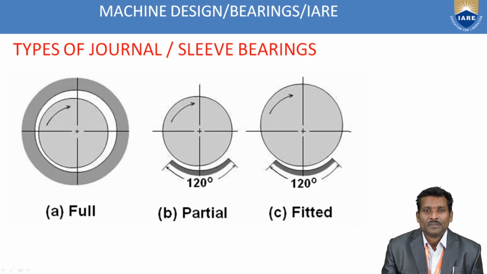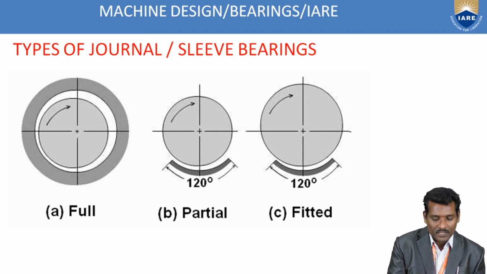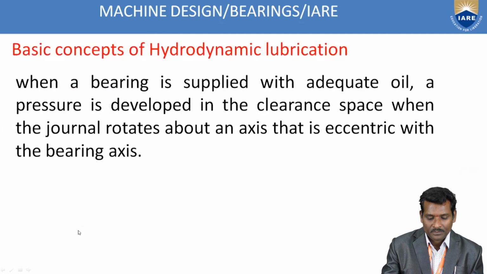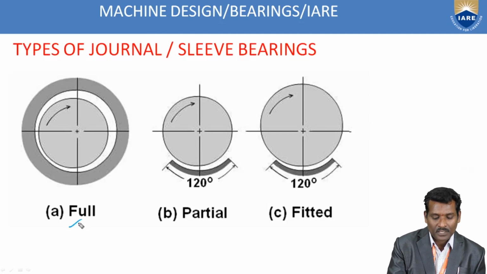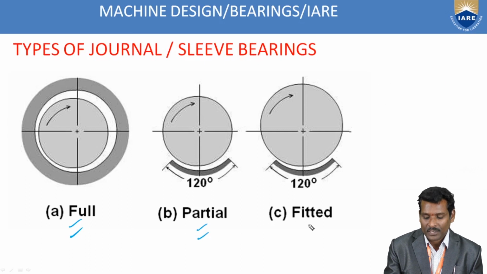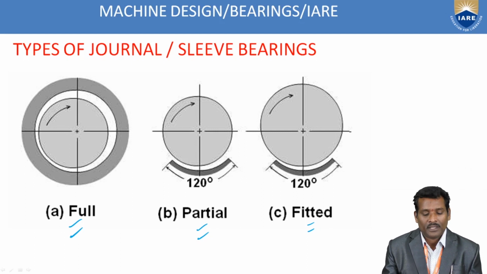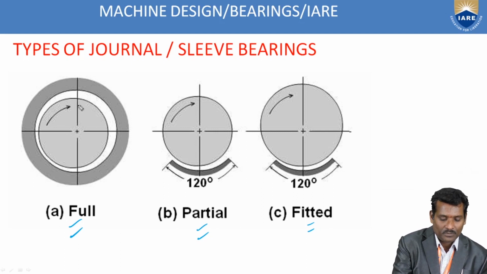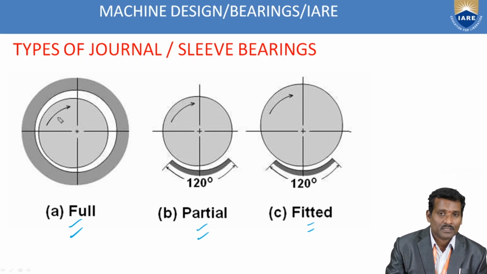See here the types of journal bearing. Again, the journal bearings are classified into three types according to their bearing housing fitment. It means how much of the portion of the moving element is enclosed by the bearing housing, that is the bearing frame. Here, the first one is the full journal bearing, and the second one is the partial and fitted journal. In the full journal bearing, the journal is inside, and less clearance is there.